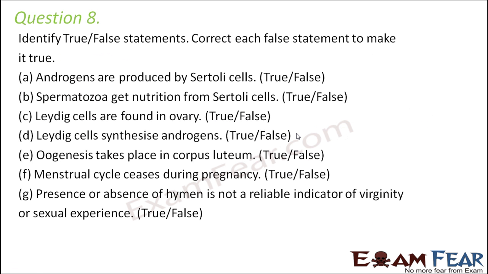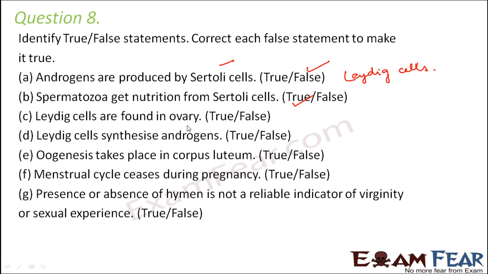Identify true or false statements. Correct each false statement to make it true. Androgens are produced by the Sertoli cells. This is not correct, so this is false, and androgens are produced by the Leydig cells, that is the interstitial cells. And what do the Sertoli cells do? They provide nutrition to the male germ cells. Spermatozoa get nutrition from Sertoli cells. Yes, this is true, because the job of Sertoli cells is to provide nutrition.